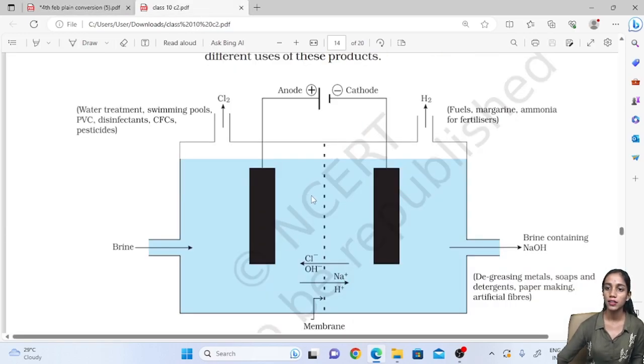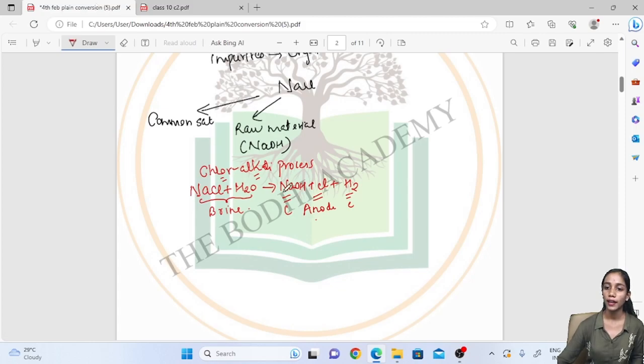We can see in this diagram that this is the anode electrode and this is the cathode electrode. The aqueous solution of NaCl is called brine. The chlorine is released at the anode electrode and hydrogen is released at the cathode. Also the NaOH which is formed is released at the cathode. This reaction is important for the production of NaOH.